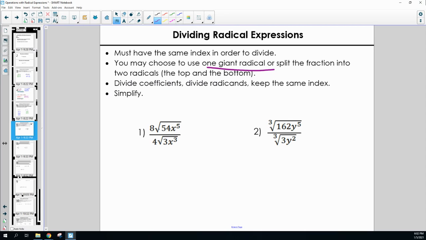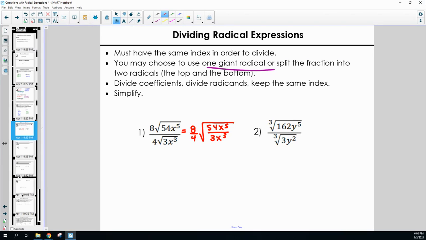Now, I could simplify the top and I could simplify the bottom separately, but what's going to happen in that case, because this bottom, the 3 is not a perfect square and the x to the 3rd is not a perfect square, I'm going to end up with a radical in the denominator, and that we don't really want. We want to see if we can make it so that there is no denominator. So when you see something like that that might not work doing it individually, make everything one big radical. So what I mean by that is I'm going to say that this is the same thing as 8 over 4 times the square root of 54x to the 5th over 3x to the 3rd.